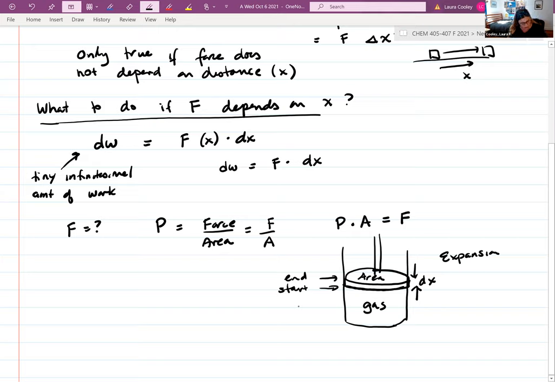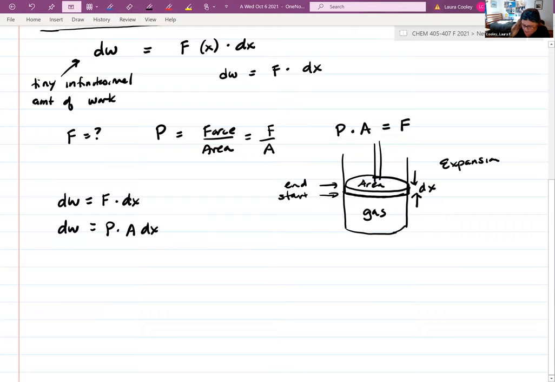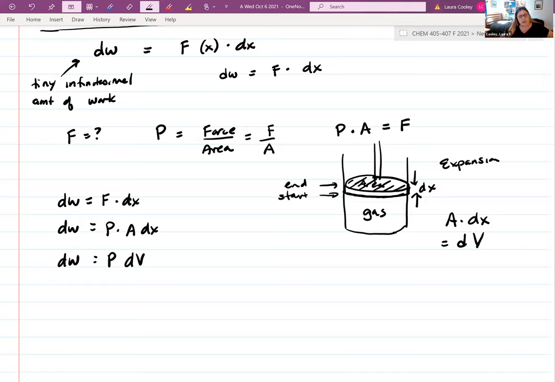If you think about this, your work dW is F dx, but F is pressure times area. So the infinitesimal work is P A dx. But what is A times dx? What is this area multiplied by this change in x? As it pushes up or pushes down, whichever way, the area times the change in x is the change in the volume. So dW is P dV. And that's our first formula for the work of an expansion.